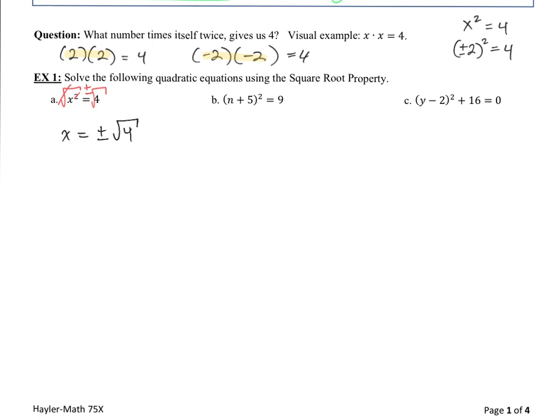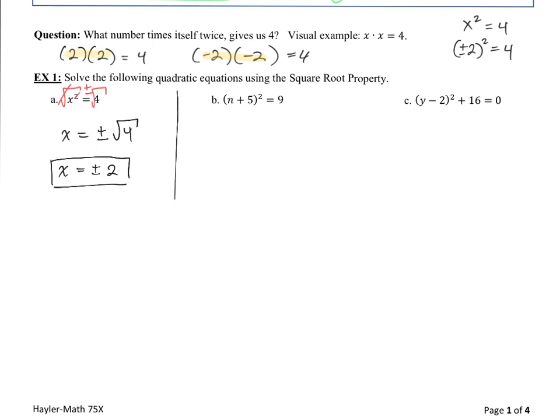Can we simplify the square root of 4? Yeah, we can. So x equals plus or minus 2. And that is our answer. If you had forgotten to do the plus or minus, you may have just answered x equals 2. But remember, there are two answers, so you've just lost half the answer. So that's a big no-no, so please remember the plus or minus.